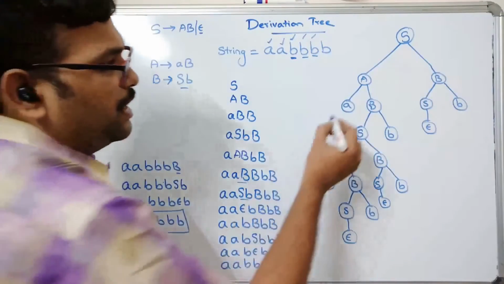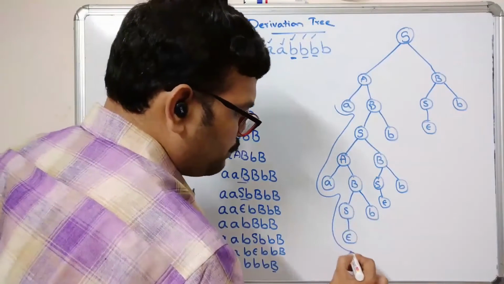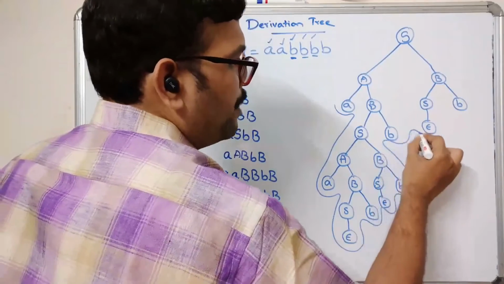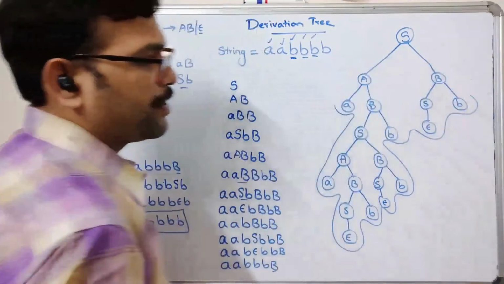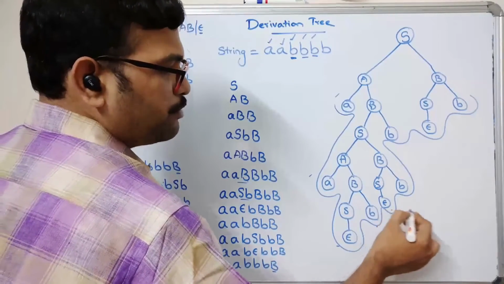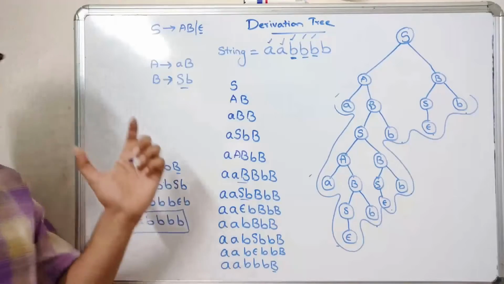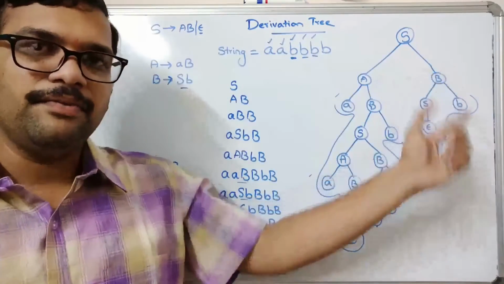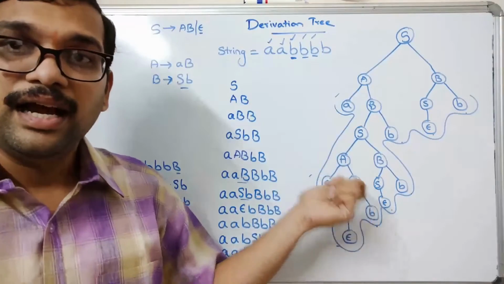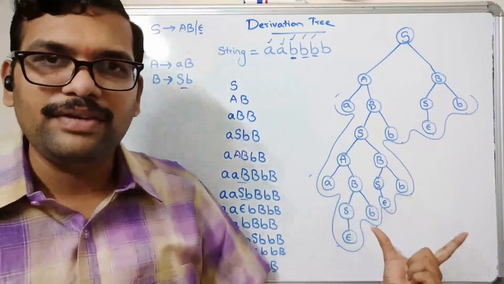right. See, A, and what is the next one? A, what is the next one? Epsilon, B, B, B, epsilon, B, right? So A, epsilon, B, epsilon, B, B, epsilon, B. So reading from left to right, we are achieving this particular string. So this process we call a derivation tree. So this is called a derivation, and this is the derivation tree.